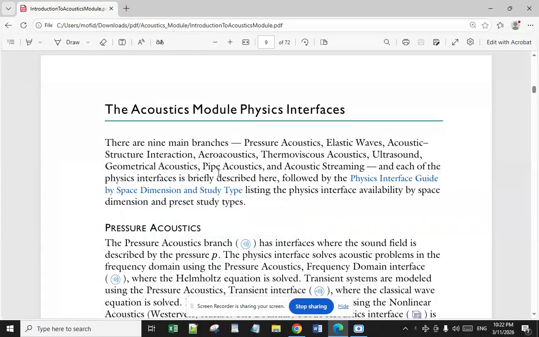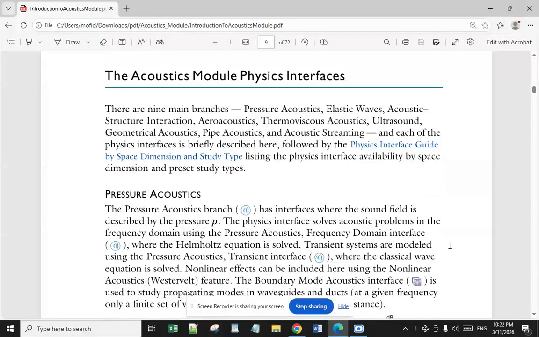Today I want to talk about the acoustics module physics interfaces. There are nine main branches: pressure acoustics, elastic waves, acoustic structure interaction, aeroacoustics, thermoviscous acoustics, ultrasound, geometrical acoustics, pipe acoustics, and acoustic streaming. Each of the physics interfaces is briefly described here, followed by the physics interface guide by space dimension and study type, listing the physics interface availability by space dimension and preset study types.